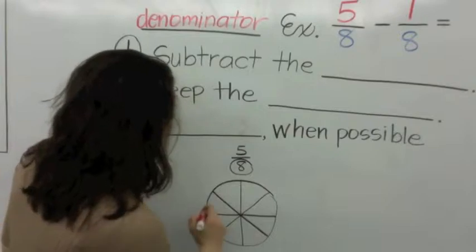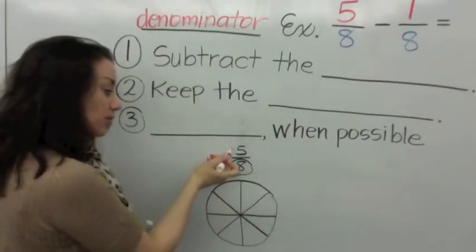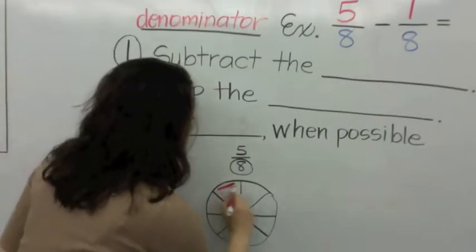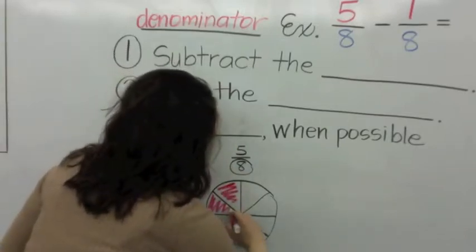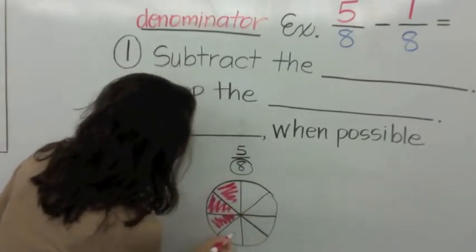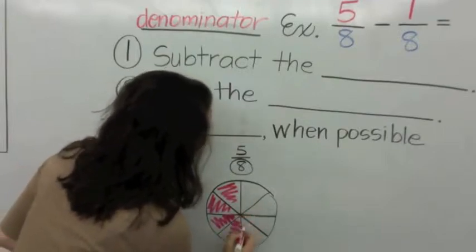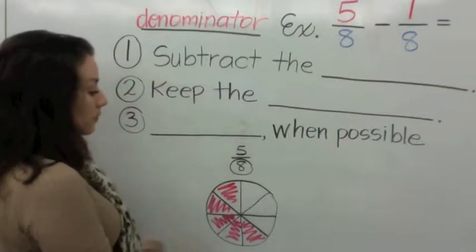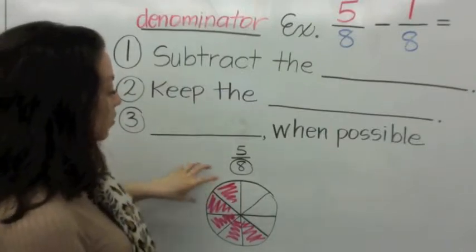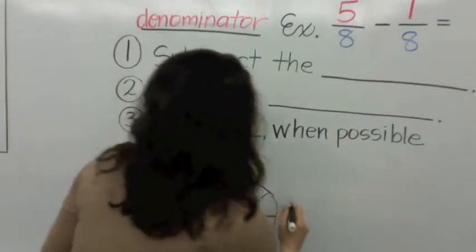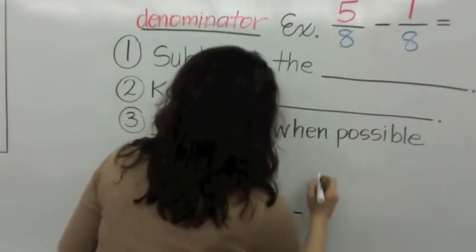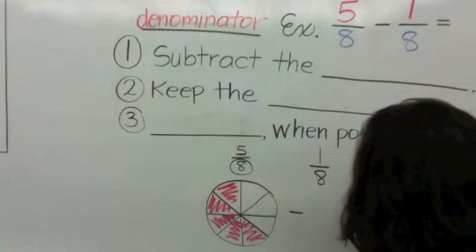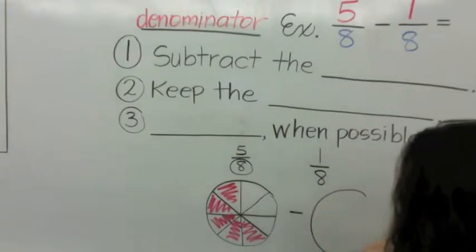So we're going to go ahead and we're going to shade in the numerator. What's the numerator? The numerator is 5. So we're going to say 1, 2, 3, 4, 5. Okay, now from this pizza, from the 5/8, we're going to take one of these away. So then you would subtract 1/8 from that. Let's go ahead and draw that fraction, okay? You're going to subtract 1/8.